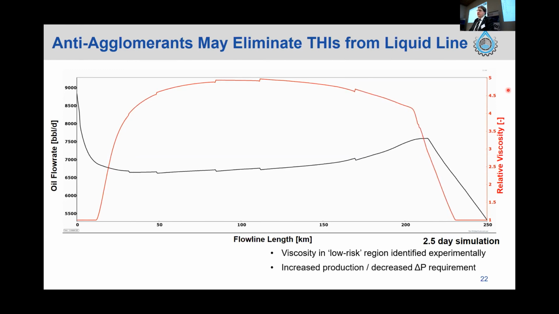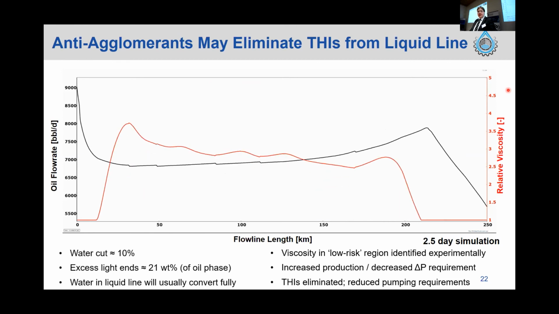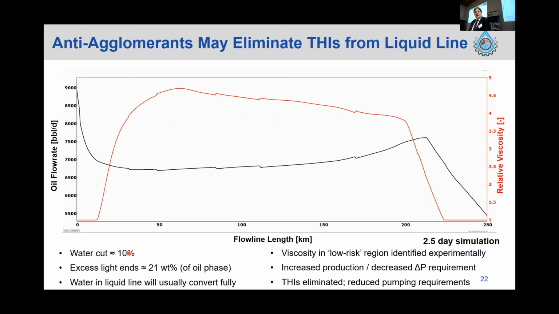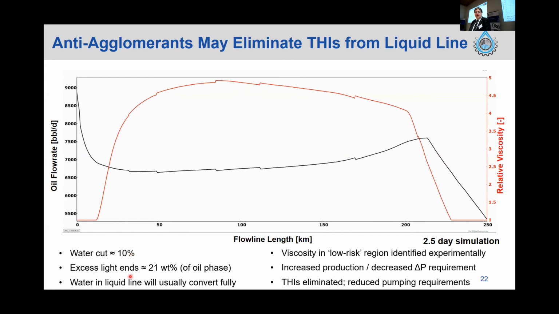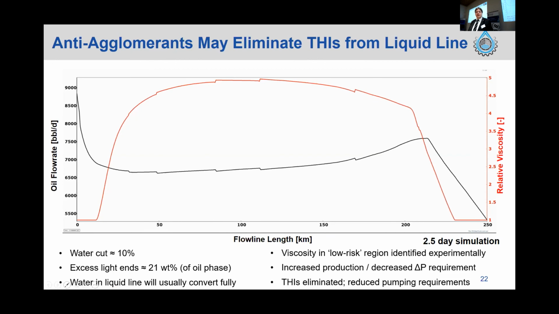What we see is because the viscosity is lower and we're actually coupled into the flow engine, we see either an increase in flow rate or a reduction in the required driving force. So that's potentially saving on your pumping requirements. And also, we're in the low risk region, we may be able to eliminate THIs from the line. So the conditions to get at this particular simulation, we have a water cut on the order of 10%, and we have a lot of light ends in here because it's a condensate flowing through, there's a whole pile of methane. So what you wind up with is that in most of these simulations, you see that the liquid water does fully convert, and that's just a fairly typical result.